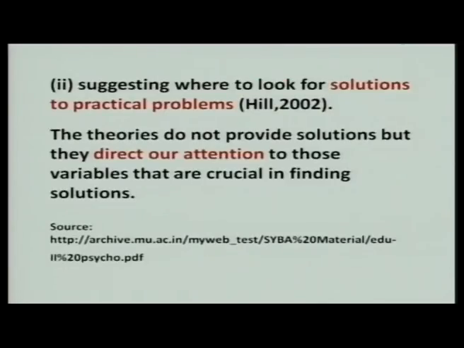And second, it suggests where to look for solutions to practical problems. Learning theory suggests where to look for solutions to practical problems, but learning theories do not provide solutions directly. They direct our attention to those variables that are crucial in finding the solutions. So, you will have to keep that in mind. We will have to find the solutions, taking clues from the learning theories.